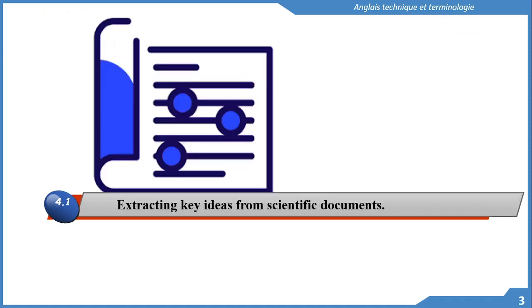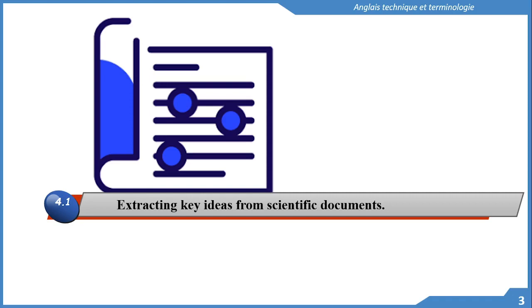Today, we're talking about something really important: how to pull out the main ideas from scientific documents. These papers are like treasure chests full of knowledge, discoveries, and cool stuff. But, let's be honest, they can be a bit overwhelming. In this part, we've put together a guide, like a toolkit, to help you learn how to pull out the most important ideas from these documents.